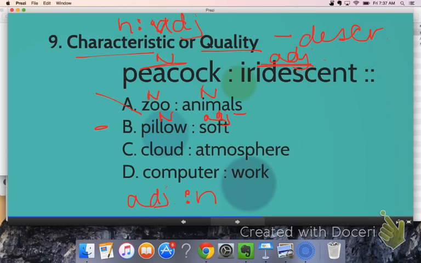That's a possibility. A cloud is a noun. An atmosphere is a noun, so it can't be that. And a computer is a noun, and work is a verb. Even though I said it's noun to verb, it's noun to adjective, so that one's wrong. It's got to be pillow.